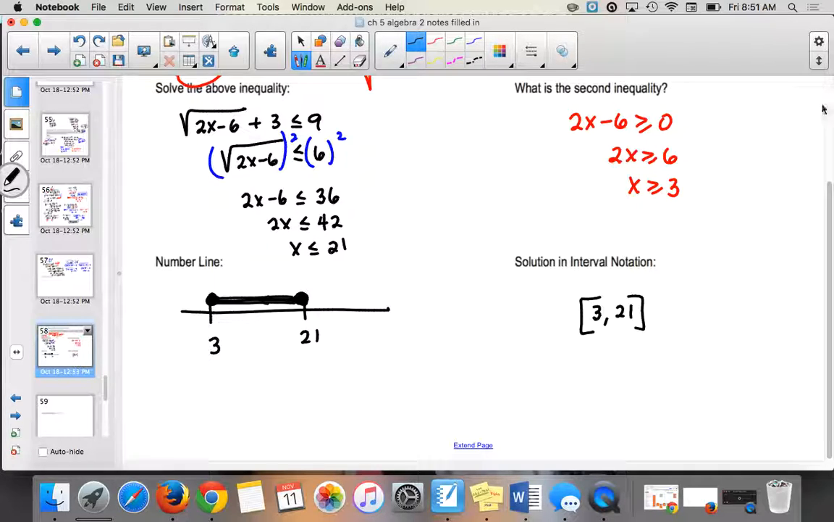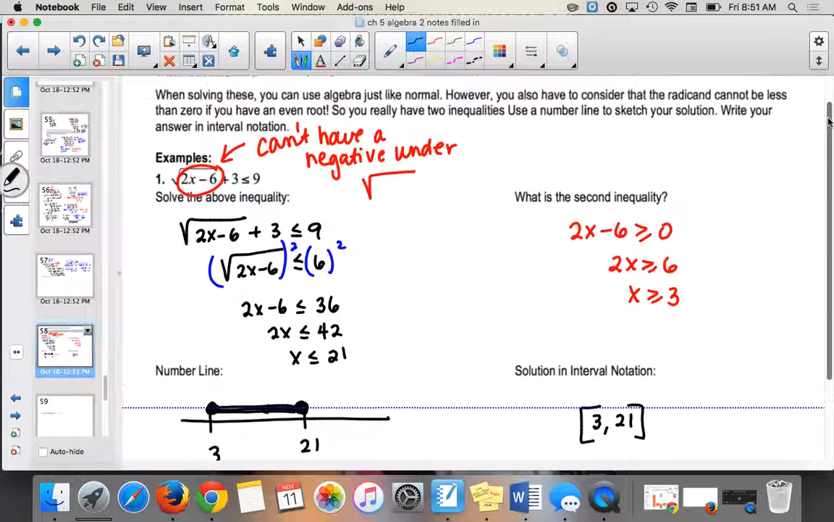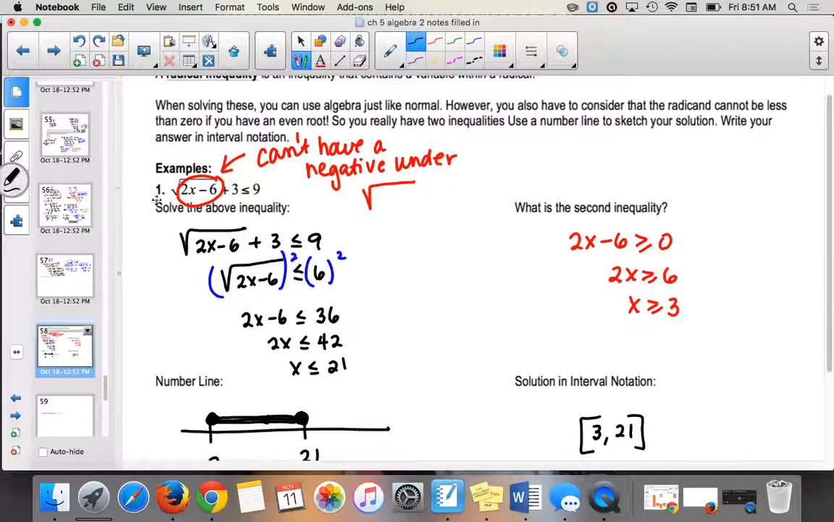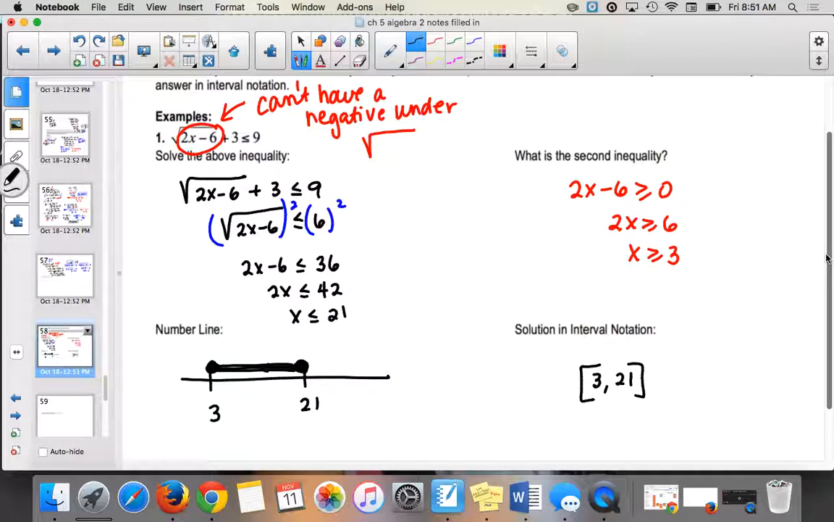But if I try something else, let's say I try 2. So go back up here. If I plug in 2, do you guys see what's bad about that? Under the square root, I have 4 minus 6. Can you take the square root of negative 2? No. Sorry, I scrolled up too fast. But if I try something bigger, let's say I try 22. Then when I try 22 in here, I get 44 minus 6, 38. The square root of 38 is a little bit more than 6. A little bit more than 6 plus 3 is going to be bigger than 9. Do you guys see it?